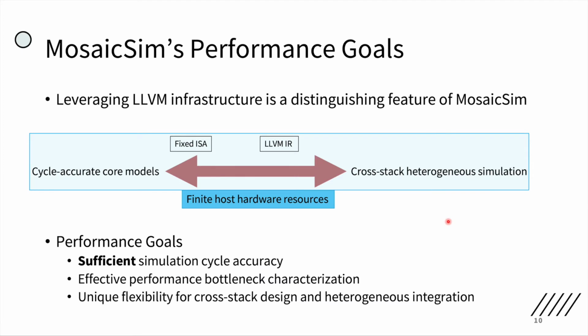There's a trade-off between cycle accuracy with physical hardware and the ability to simulate cross-stack effects on heterogeneous systems. In designing MosaicSim, we made the decision to execute LLVM IR directly, with the hope that surrendering cycle accuracy allows us to more effectively model emerging applications and systems. So our performance goals for MosaicSim are to have cycle accuracy that is good enough to determine application trends, determine bottlenecks, and evaluate design points in an agile way.